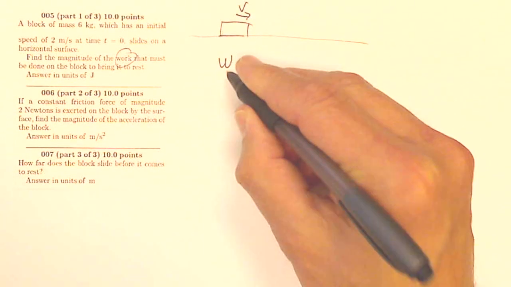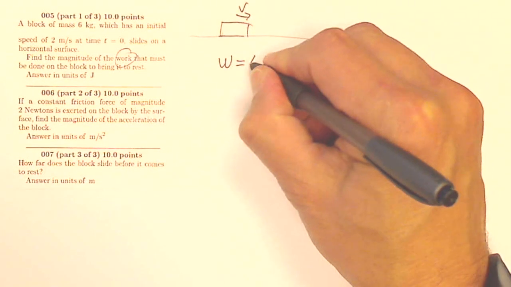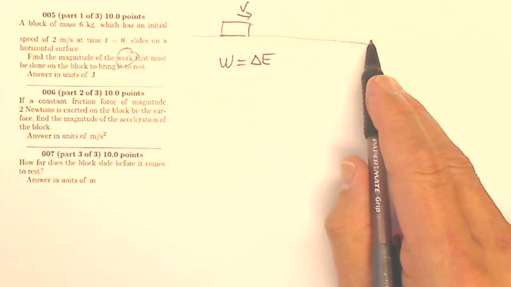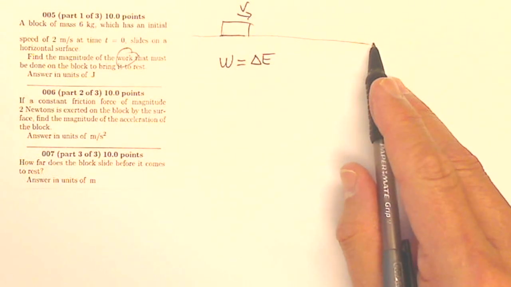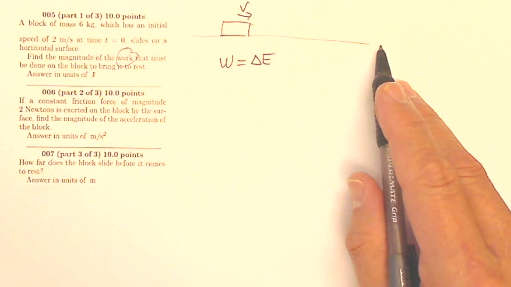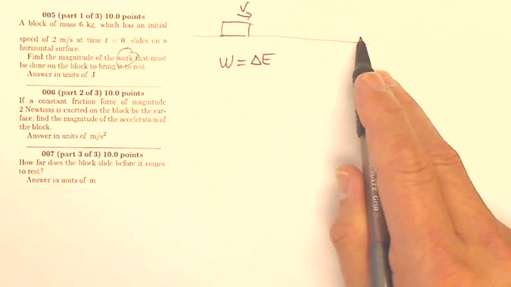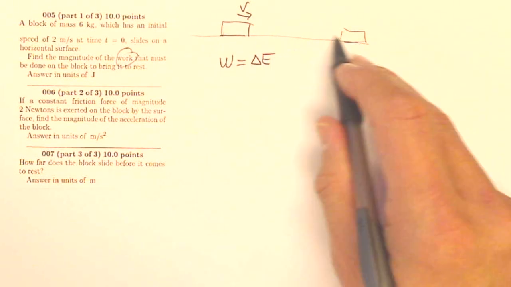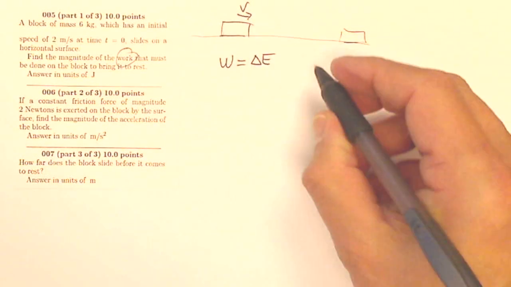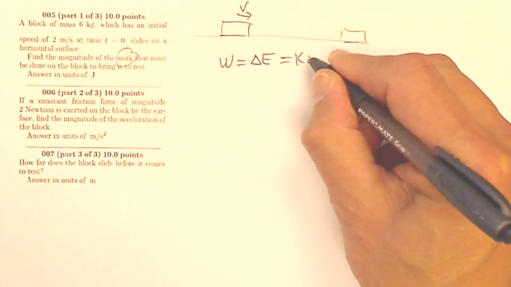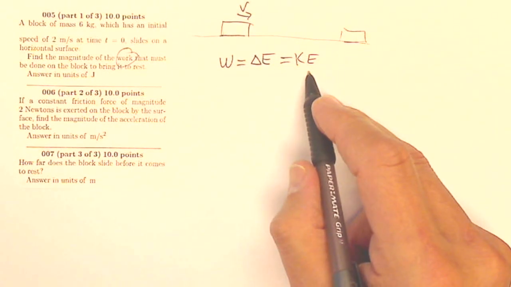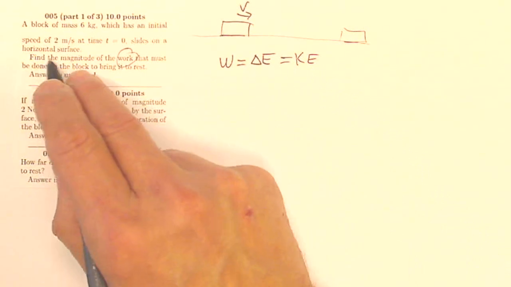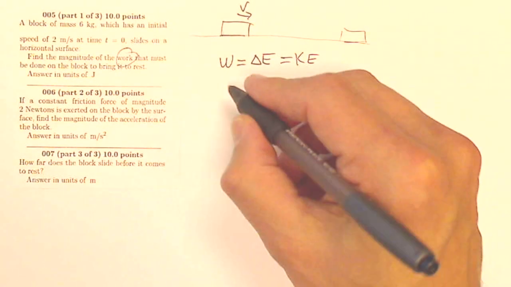Well, the work that is needed to bring it to rest is going to be the change in the energy that it has. Since it's on a horizontal flat surface, there's no change in potential energy, so it's really the change in kinetic energy. If I start at some speed and wind up at 0 sometime later on, then all I've done is lose the kinetic energy it has here. So my initial kinetic energy is how much work needs to be done. It'll actually be negative because I have to take away that much energy, but this says find the magnitude, so I can do it this way.